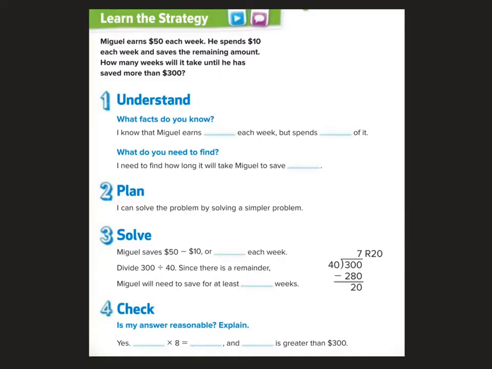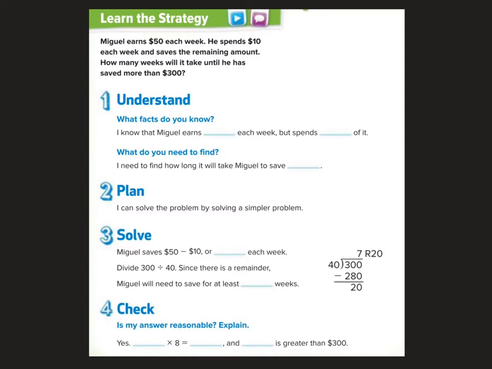Here we go. Miguel earns $50 each week and spends $10 each week. He saves the remaining amount. How many weeks will it take until he has saved more than $300?